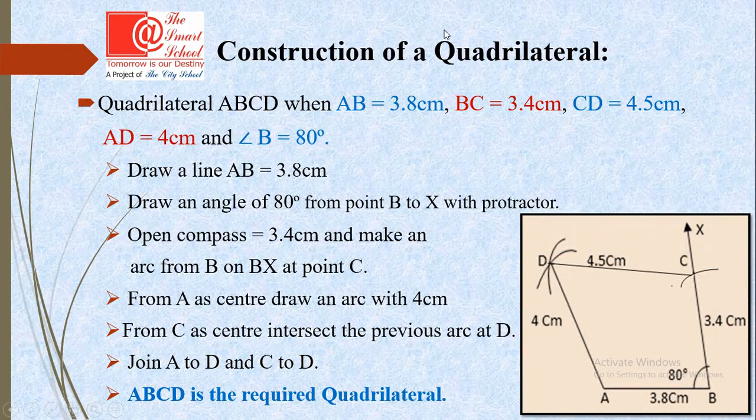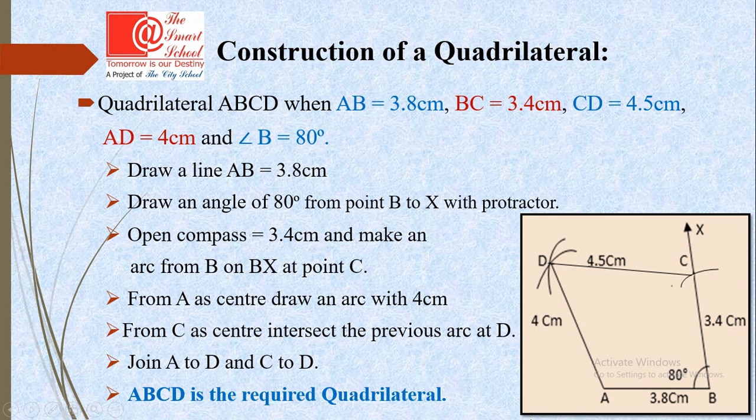Now construction of a quadrilateral. Why I am calling it quadrilateral, not the specific name, because it is not a square, not rectangle, not parallelogram, not rhombus, kite or trapezium, but it is a four-sided shape. So we will just call it quadrilateral. So quadrilateral ABCD, where AB is equal to 3.8 centimeter, BC is equal to 3.4 centimeter, CD is 4.5 centimeter, AD is 4 centimeter, and angle B is of 80 degree.